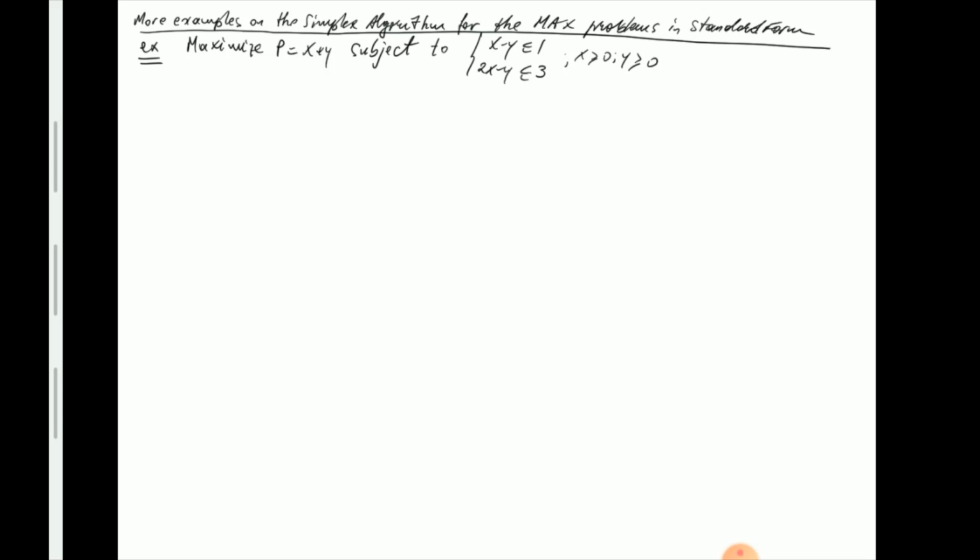So let's go a little bit faster now because you should get used to the process by this point. We change these constraints into a system of equations using the slack variables. 2x minus y plus s2 equals 3. And remember, we move the x and y to the left side of the objective function. So with this system, we proceed to set up the initial simplex tableau. But before we do that, let me actually illustrate how the feasible domain looks.